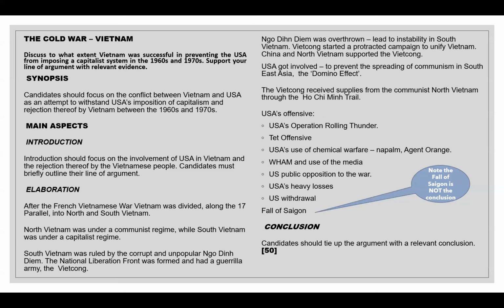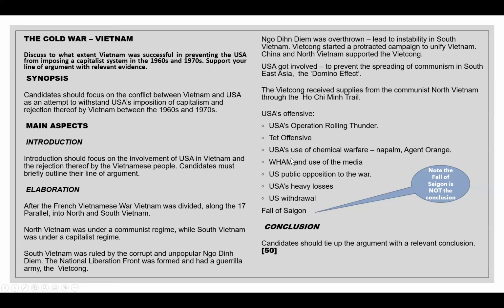So when you do this essay, you are going to discuss the USA's offensives and basically how the Vietnamese people responded to each of these different offensives. So how did they respond to Operation Rolling Thunder? The Tet Offensive was something that they did. So you need to say, why was the Tet Offensive successful in preventing the USA from imposing capitalism? You have the USA's use of chemical warfare, such as napalm and Agent Orange, which was very, very unpopular.